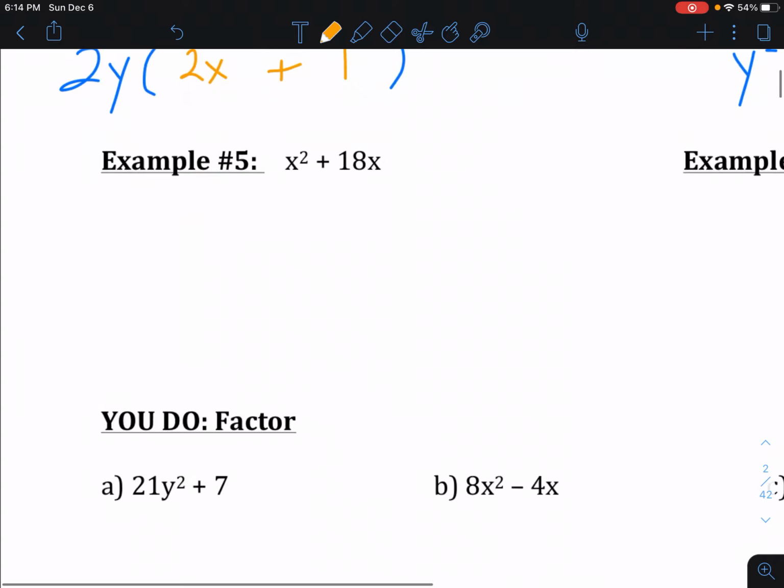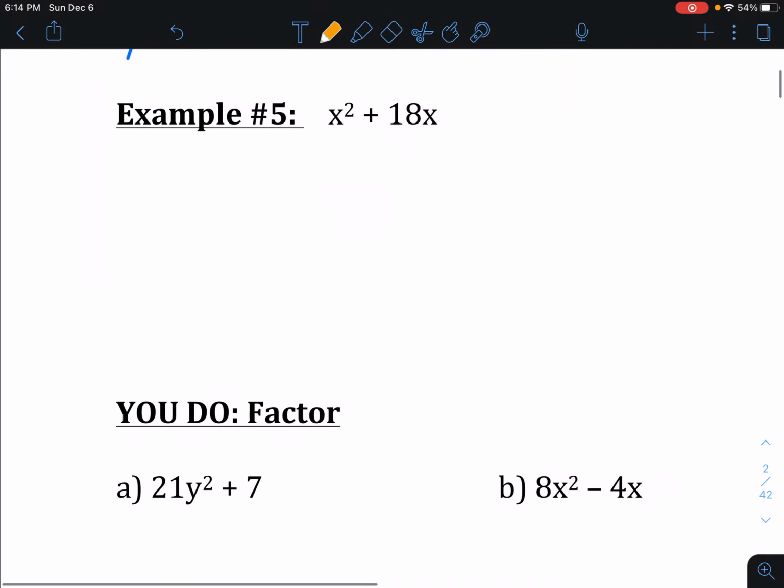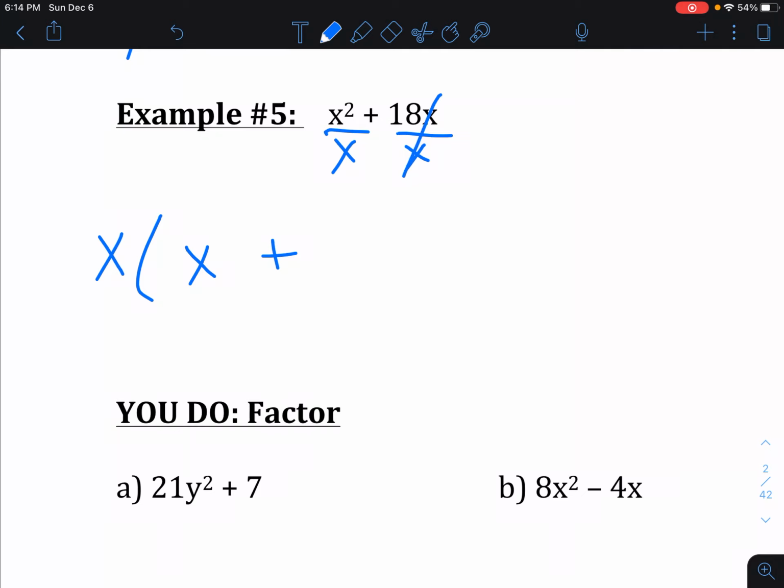Okay, example 5. What's the GCF here? It'd be x, smallest exponent, and then divide each by x to have x squared divided by x is x, plus the x squareds cancel, so plus 18.